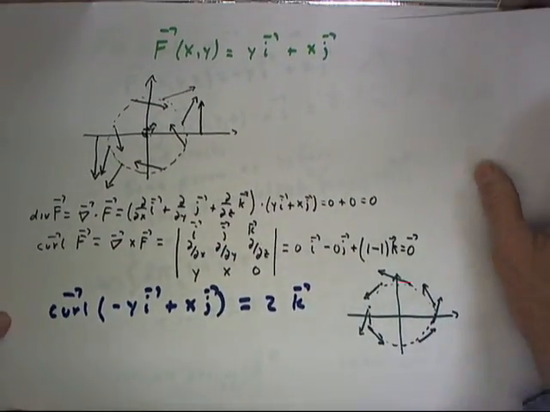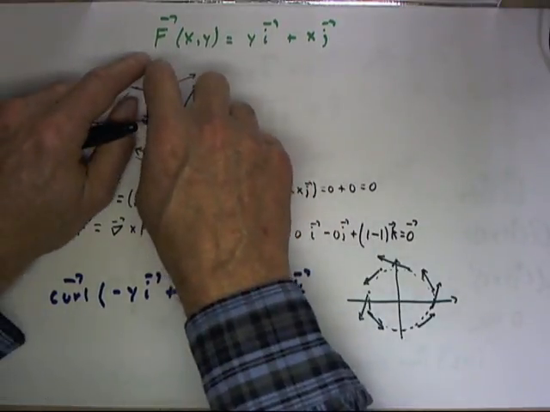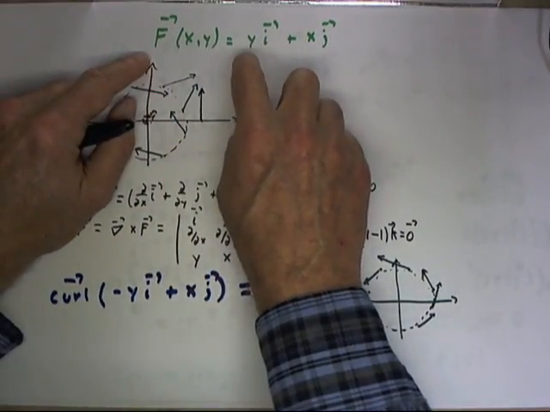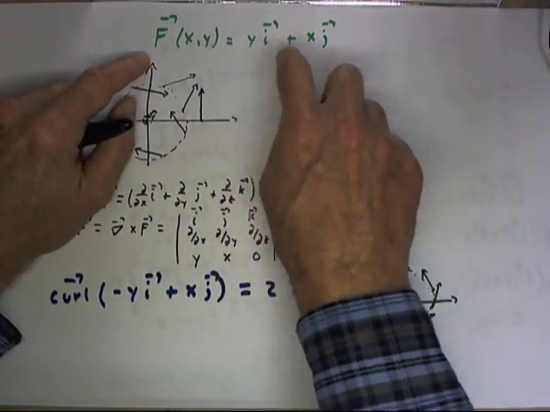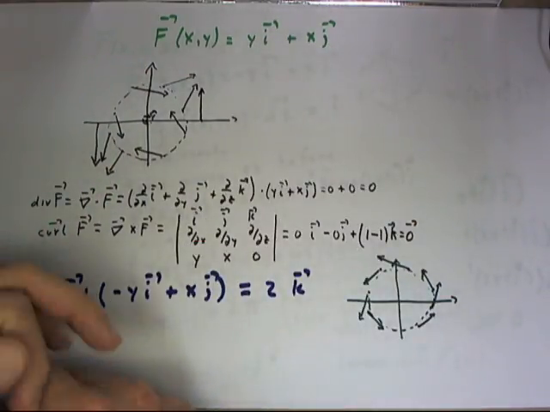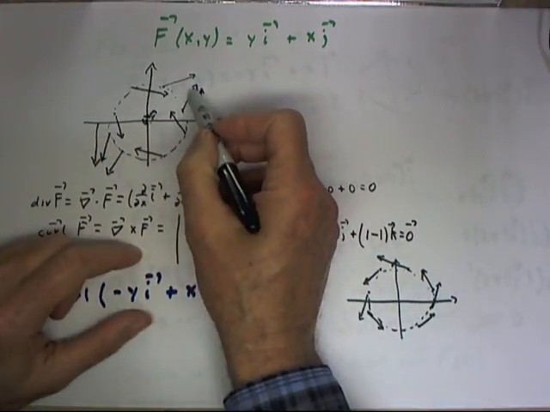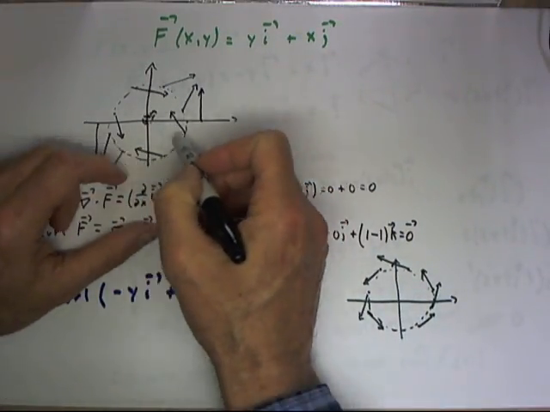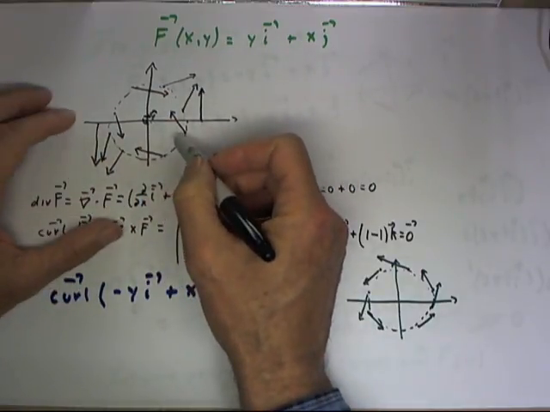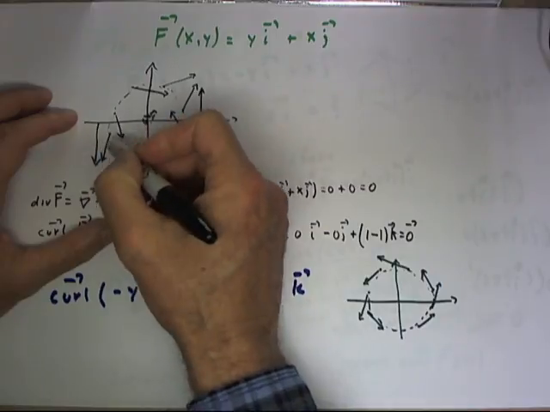Now we calculate and think a little bit about the meaning of the curl of the function f of x, y equals y i plus x j, very similar to the function that we had previously, but we've switched the y and the x. When we do that, we get a function which, graphed around this circle, has the behavior that you see here.